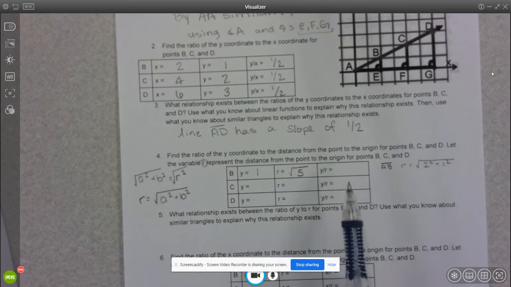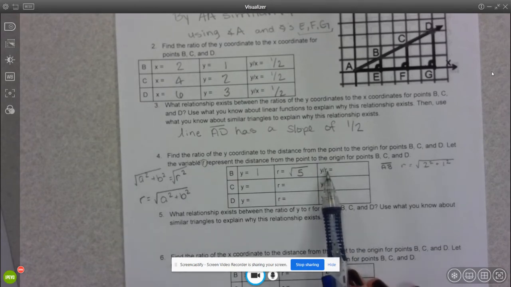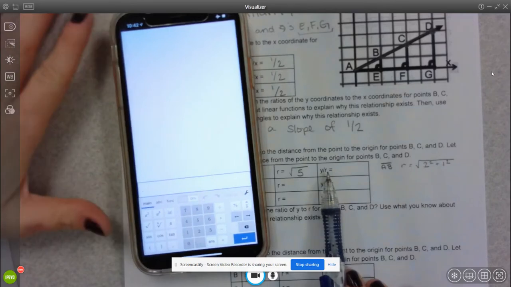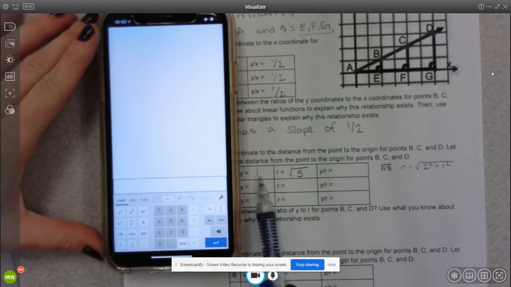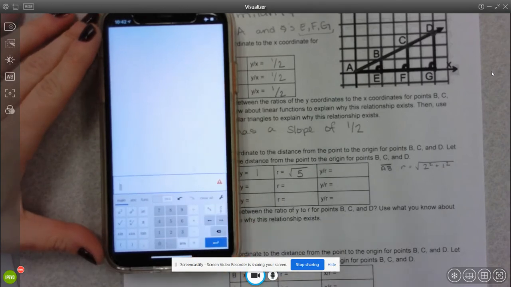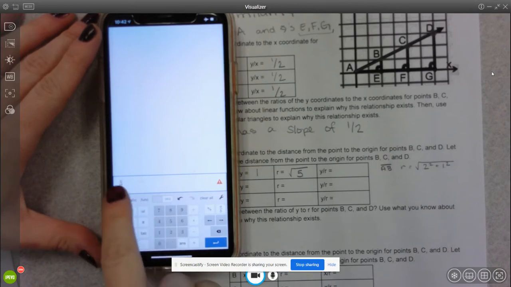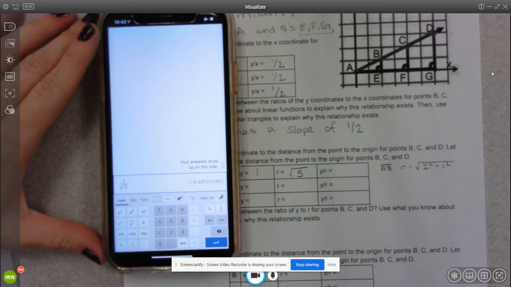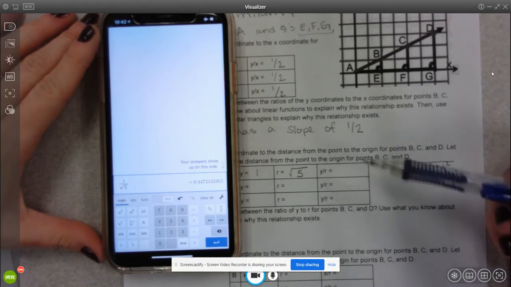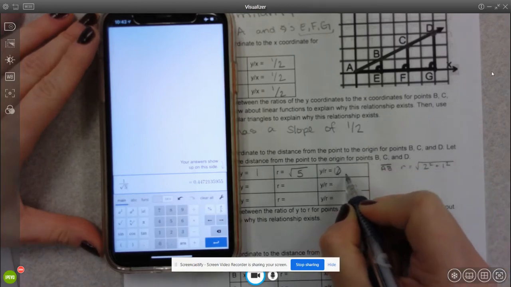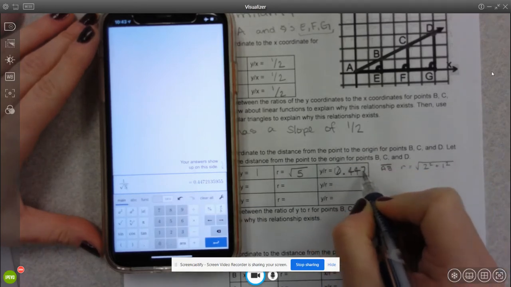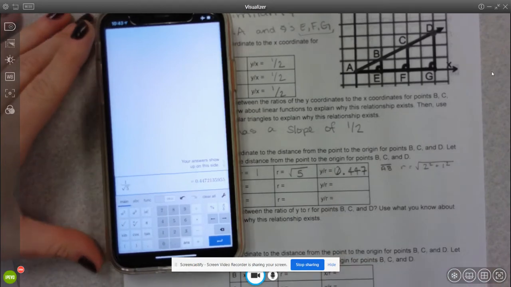So now I'm going to do y divided by r. I'm using my Desmos Scientific Calculator app. So y is 1, r is the square root of 5. I'm going to make this a fraction in my calculator just to make my life easier. And then I'm doing 1 divided by the square root of 5. I'm going to do each line step by step instead of finding the ratio last. So this would be 0.447. We'll just do 3 decimal places.